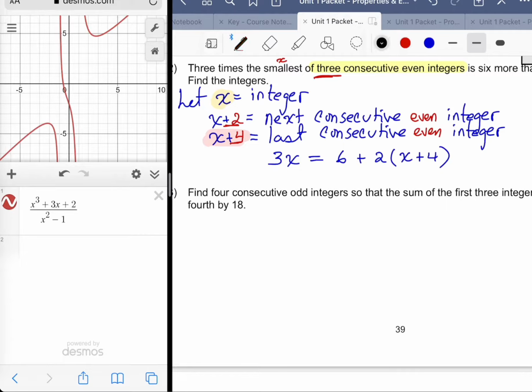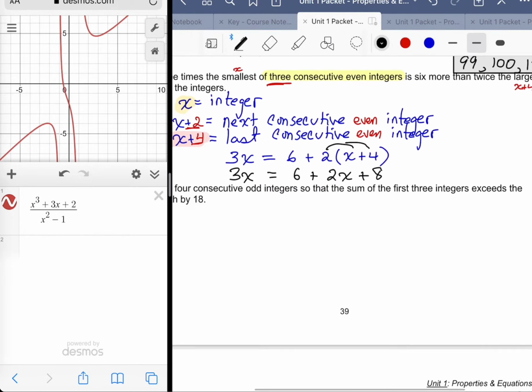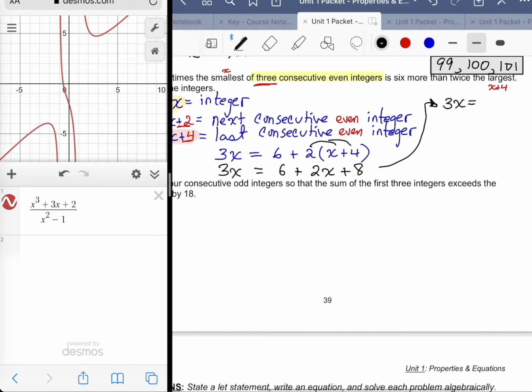All right, so I'm going to distribute the 2. So I'll have 3x equals 6 plus 2 times x is 2x. 2 times 4 is 8. I'm going to combine some like terms. 3x is equal to, I have a 6 and an 8 on the right-hand side. Still not using properties of equality yet. I'm just combining like terms. All right, so 6 plus 8 is 14. So 14 plus 2x.